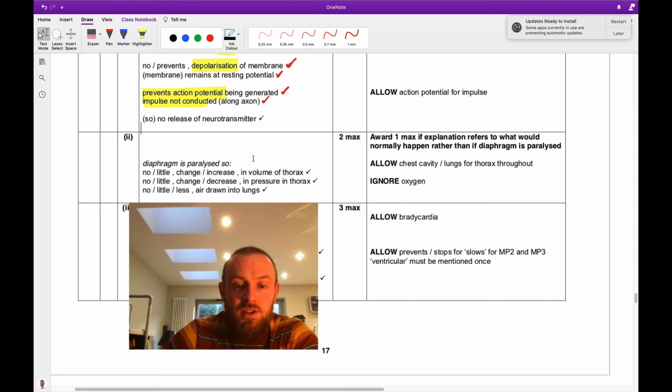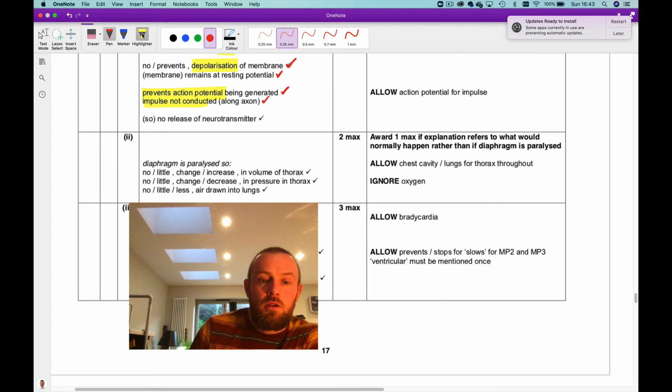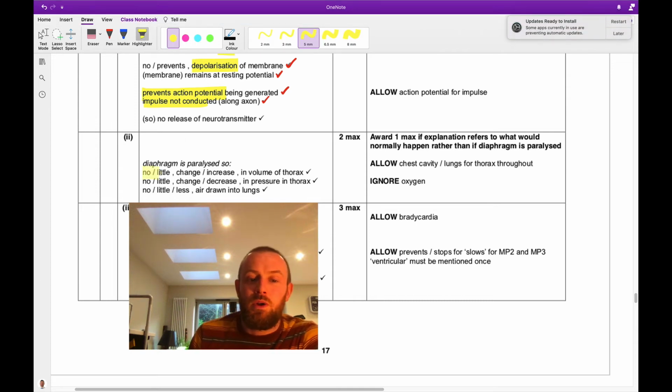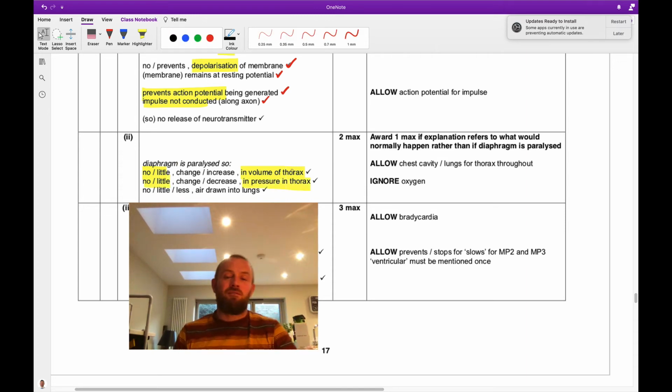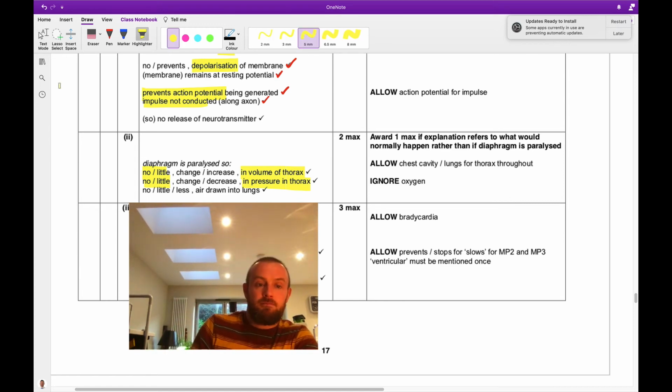Diaphragm is paralyzed, so little air drawn into lungs. I needed to be more specific here. I missed a mark. So there is no or little change in the volume of the thorax and no or little change in the pressure. So you must talk about volume and pressure. I said that the diaphragm wouldn't be pulled down, and therefore the volume of the thorax does not increase, which means that air is not drawn into the lungs.